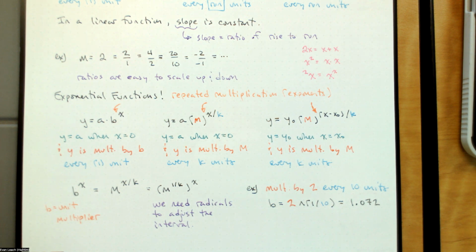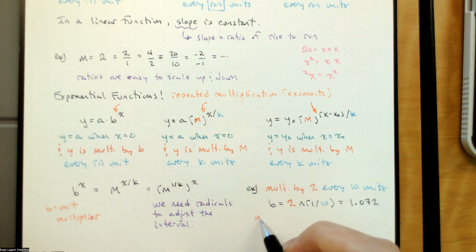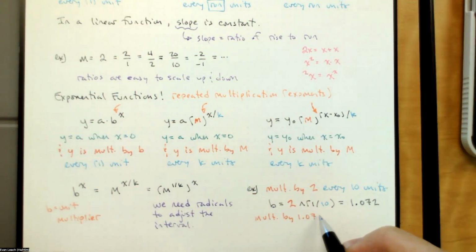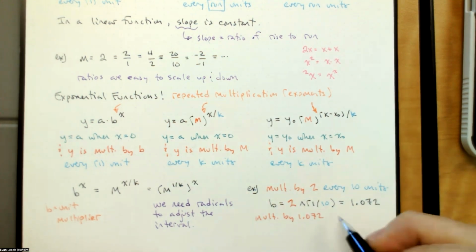Any questions? The other thing that we want to notice from this is we want to remember that multiplication is how we increase by a percent. So when we say multiply by 2, that's another way of saying increase by 100%. So multiplying by 2 every 10 units, we just found, is the same as multiplying by 1.072 approximately every 1 unit.